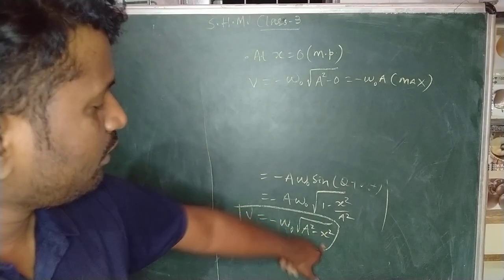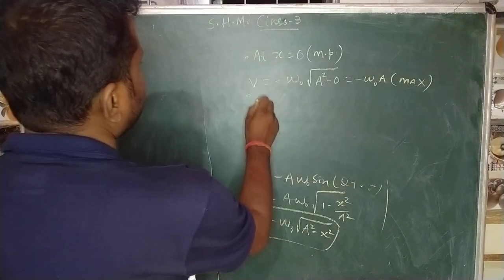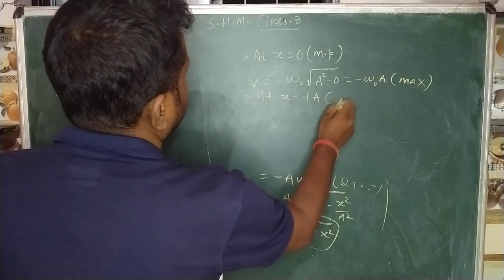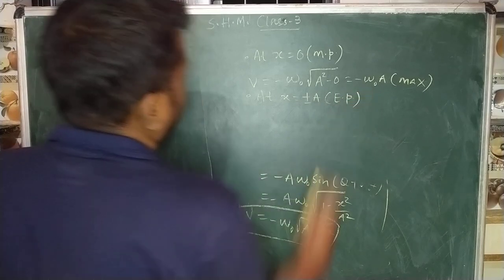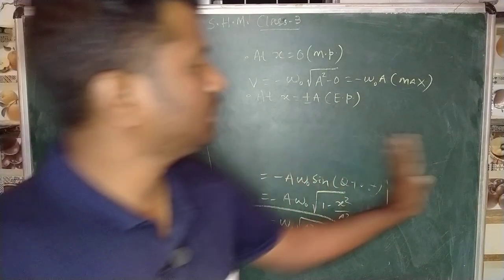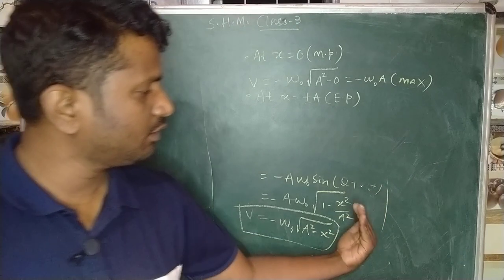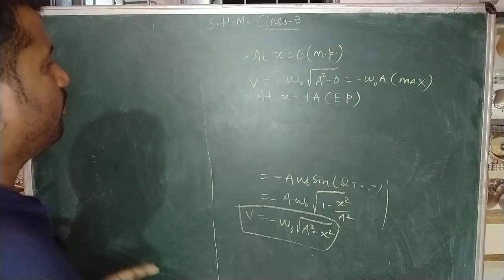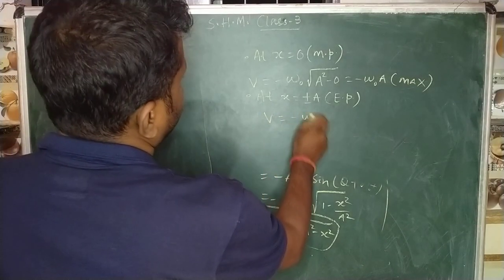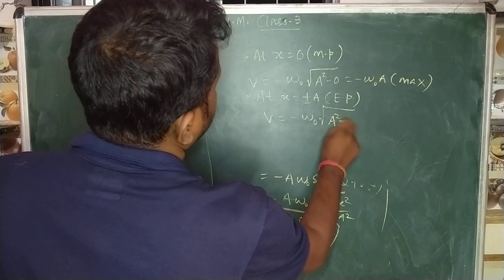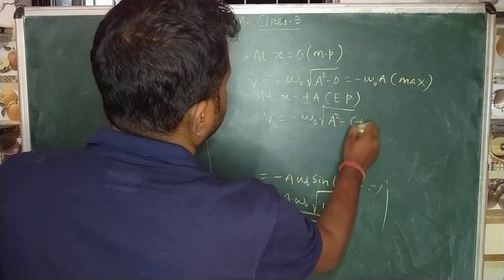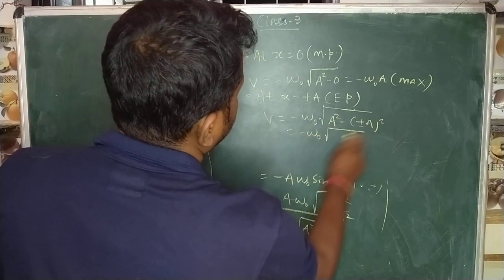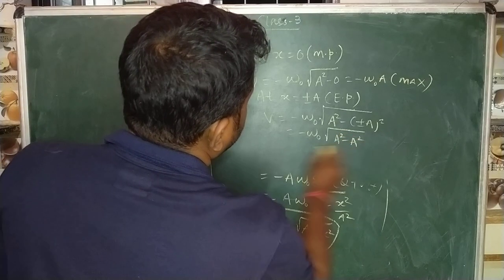Example, x equal to plus or minus A. That means our extreme position. Plus A on this side, x equal to 0 here, plus A here, minus A here. So at x equal to plus or minus A, our V will be minus omega naught square root of A squared minus A squared, which is 0.